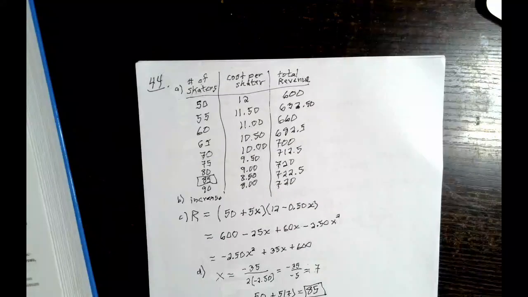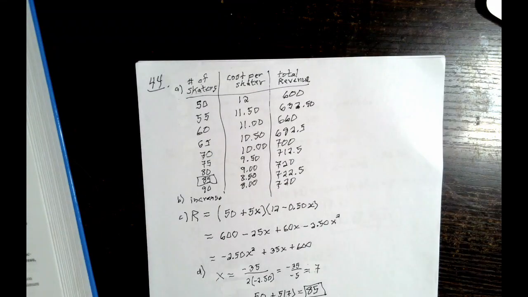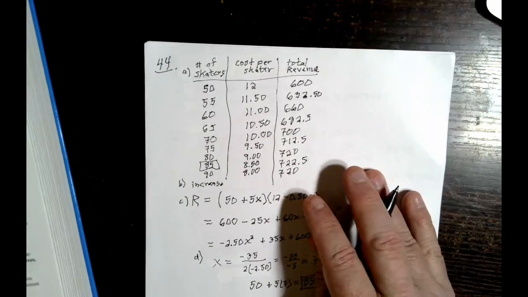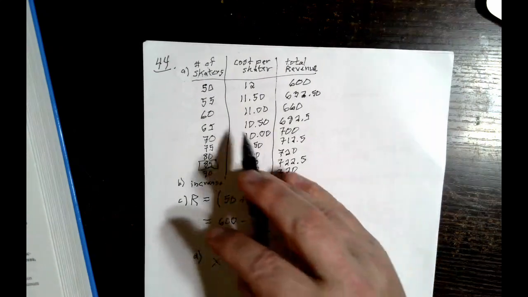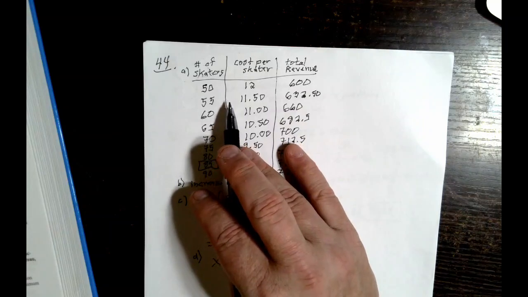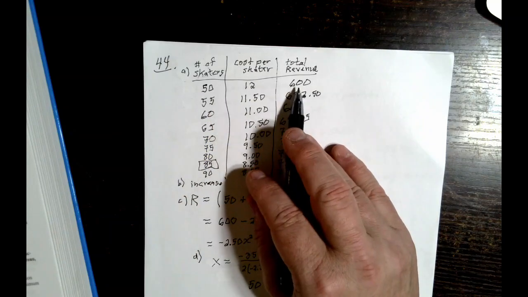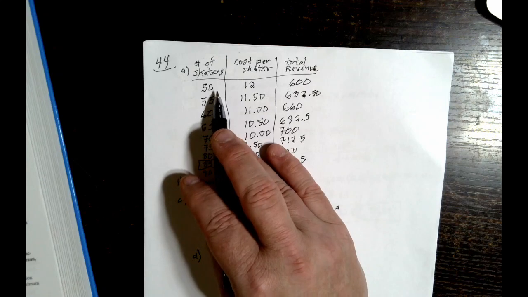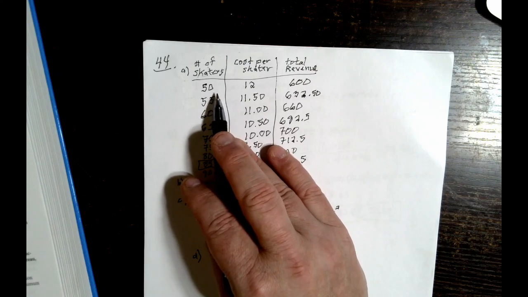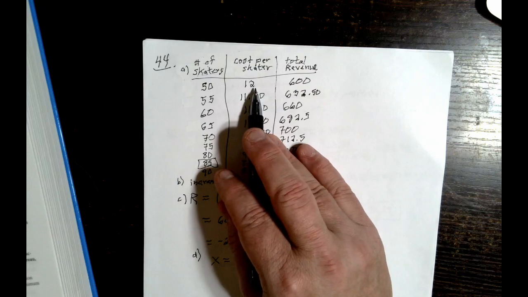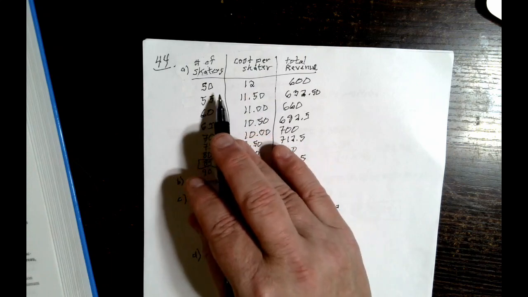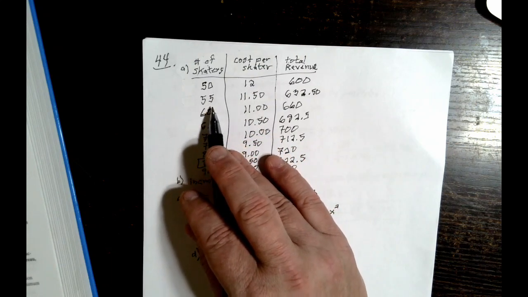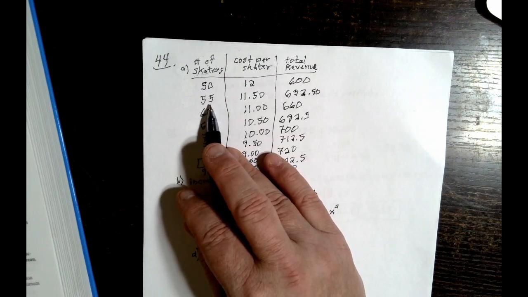Okay, so this is a continuation of section 2.2. We're looking at question 44. Owner of a skating rink rents the rink for parties at $600 if 50 or fewer skaters attend, so that the cost per person is $12 if 50 attend exactly. For every 5 skaters above 50, she reduces the price by 50 cents.